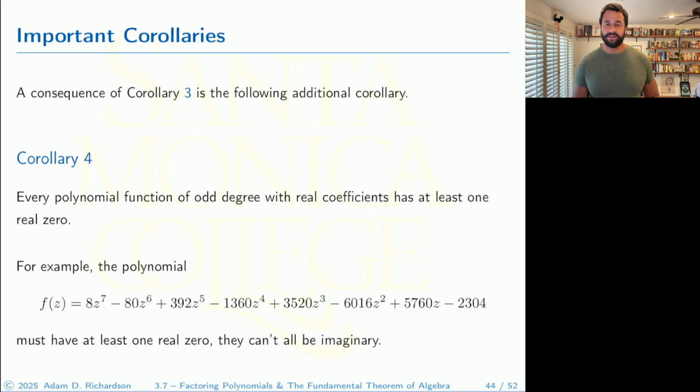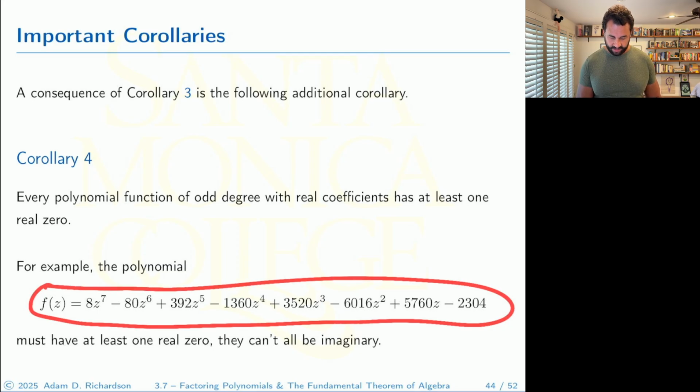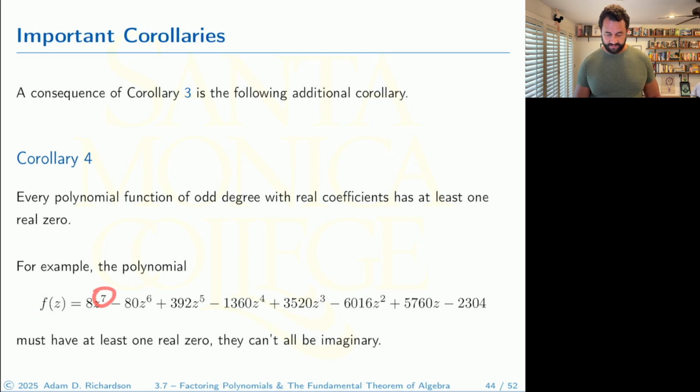So, as a maybe kind of messy looking example, here's a polynomial. It's got an odd degree. All the coefficients are real numbers. There must be at least one real zero. That's it. They can't all be imaginary zeros. They may be irrational, they may be rational, but no matter what, we know there is at least one real zero here. Gotta be, because the degree is odd.